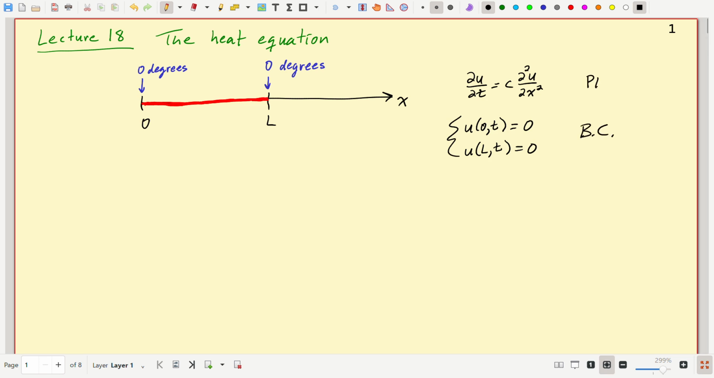This is the PDE. And then we know the temperature at the beginning, at time 0. So that's the initial condition. At time 0, we know the temperature is given by something, a function f of x, given. That's the initial condition. Okay, and that f of x is given.